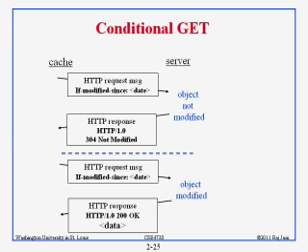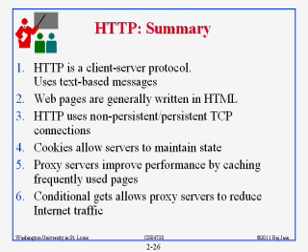The server will check if this object has been modified. If it is not modified, it will say, sorry, 304 not modified. And if it is modified, then it will say, here, 200 OK, here's the data. So this saves quite a bit of traffic. That ends our discussion of HTTP.